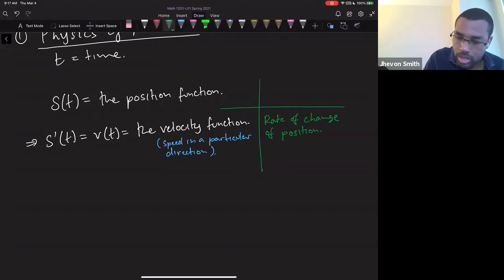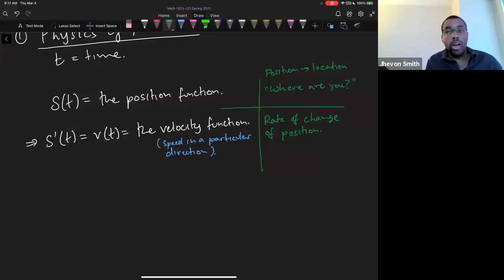And this one is just position, which is talking about your location at time t. And so if someone asks the question, where are you? You would look at the position function. If someone else asks instead, how fast are you moving?